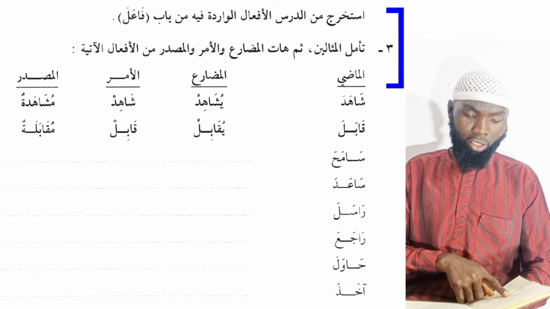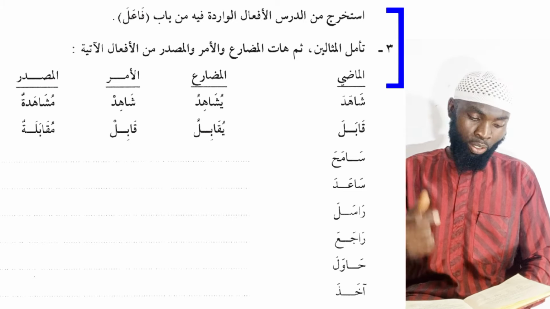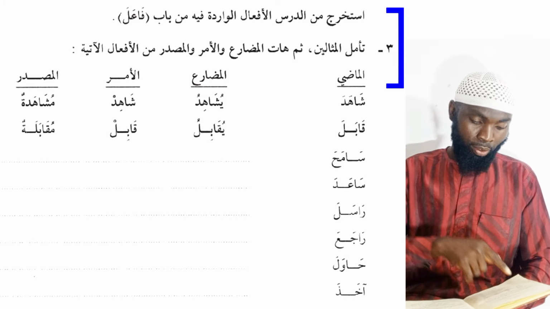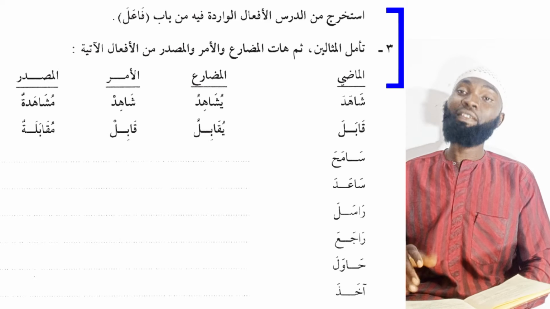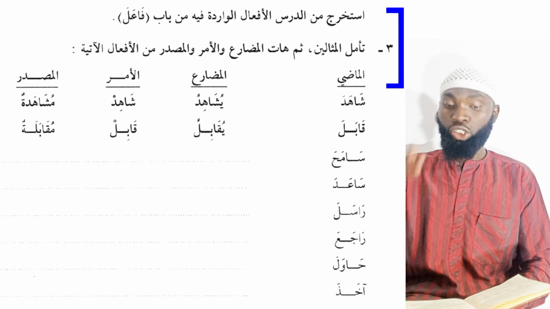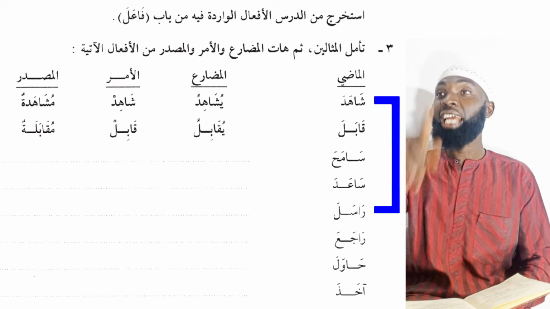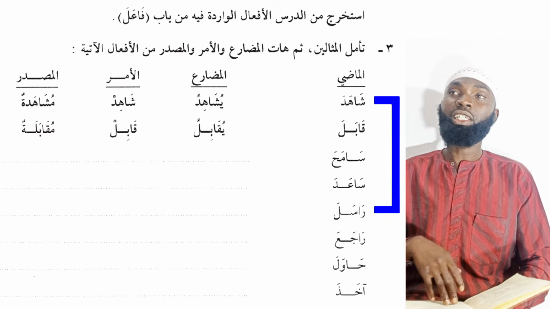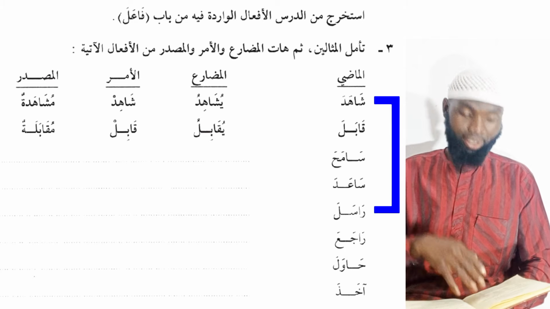Then bring the present tense, the command tense, and the verb noun from the following verbs. The first verb we have is shahada. He watched. Yushahidu, he's watching. Shahid, watch. I can say Shahid Tilfal, watch the television. Shahid Baramij Tilfal, watch the television programs.